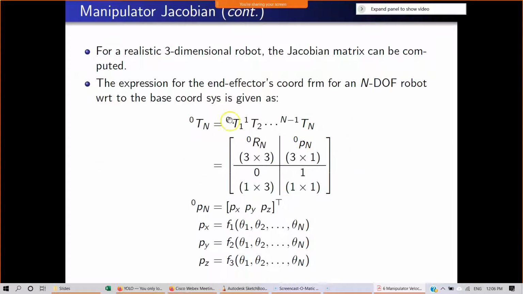So we have to start with, we have to know the homogeneous transformation matrix of the end effector with respect to the base coordinate frame. So the expression for the end effector's coordinate frame for an n degree of freedom robot with respect to the base coordinate system is given as this. So can you remember this? Where did you see this? In chapter 4, right? This is Tn of 0. And we obtain this by multiplying T1 0, T2 1 up to Tn n minus 1.